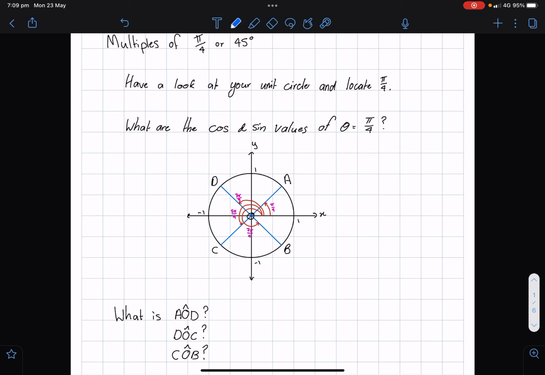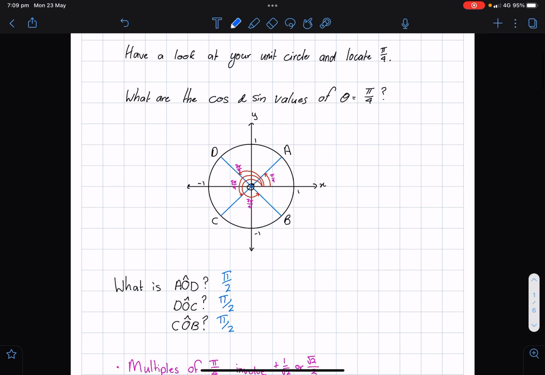I've got a few little prompting questions. What are angles AOD, DOC, and COB? I'll give you a quick moment to think about that. Now, hopefully symmetry has kicked in for you and you know that that whole angle inside here is actually 90 degrees or pi on 2, and that's the same for all of them.